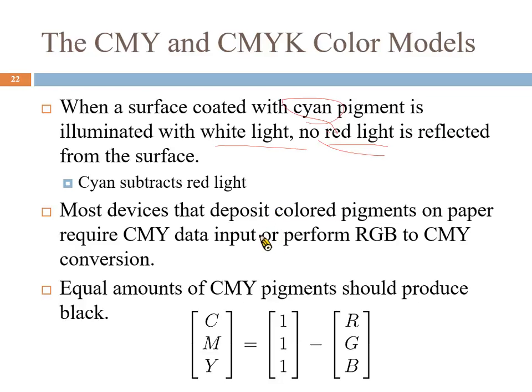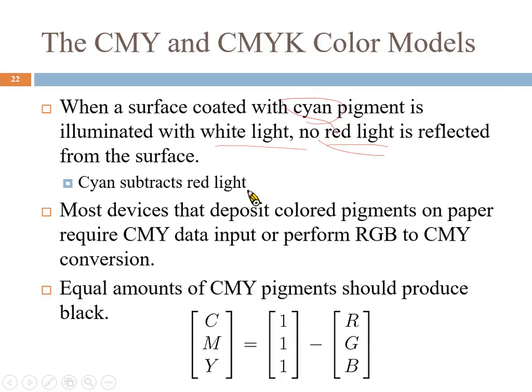And most devices that deposit a color pigment on paper require CMY data input or perform RGB to CMY conversion. So when we want to print a colorful image on paper, the colorful image can be seen on our color monitor, and our color monitor uses the RGB color model. But when we transfer this information to the printer, it uses the CMY color model.